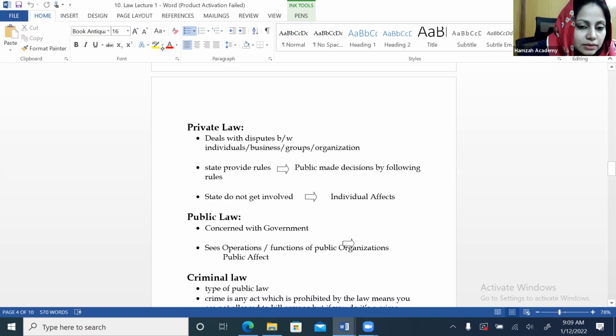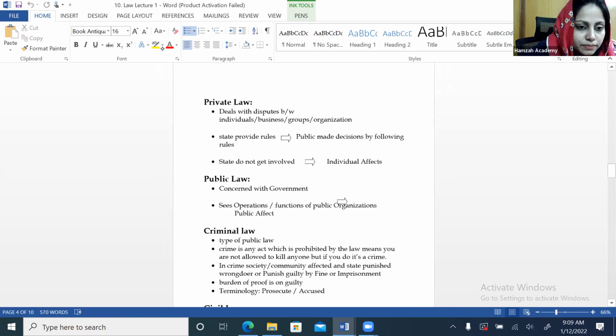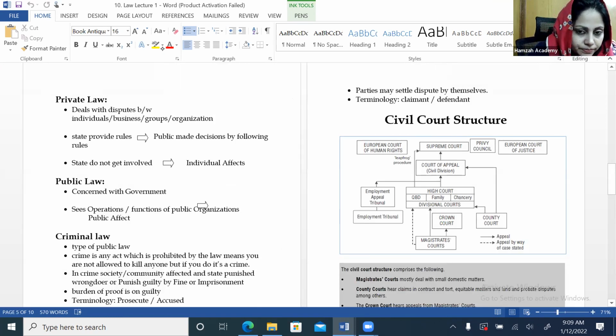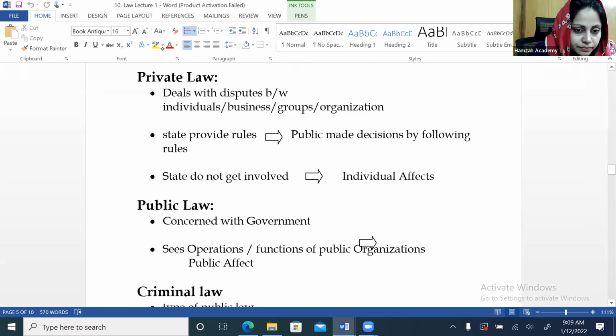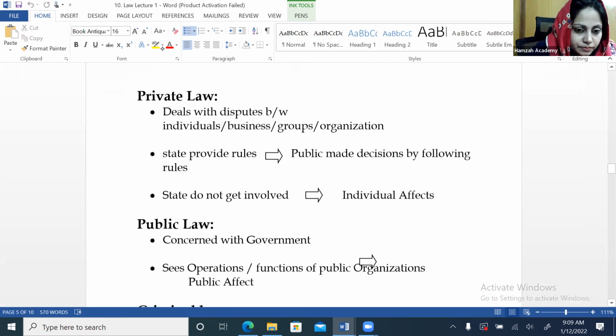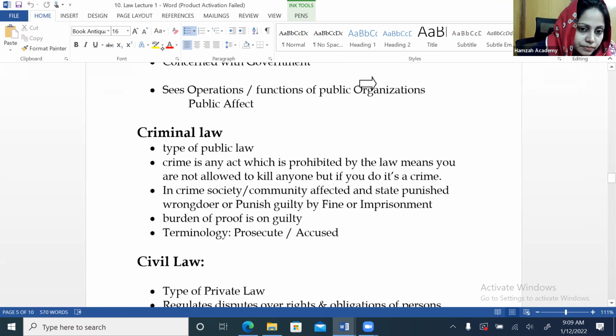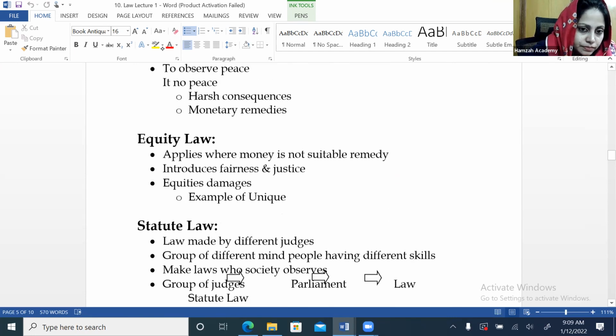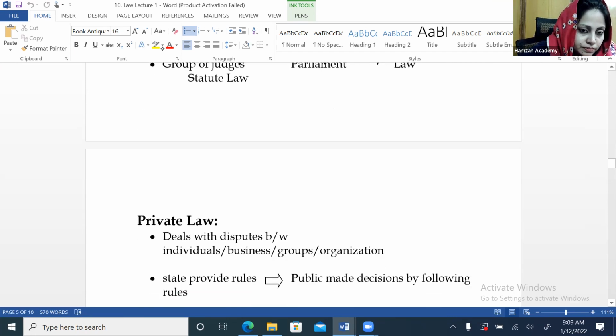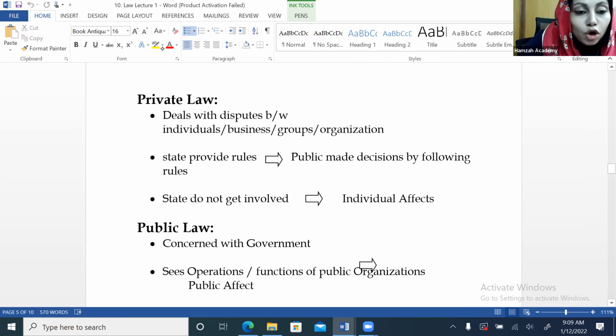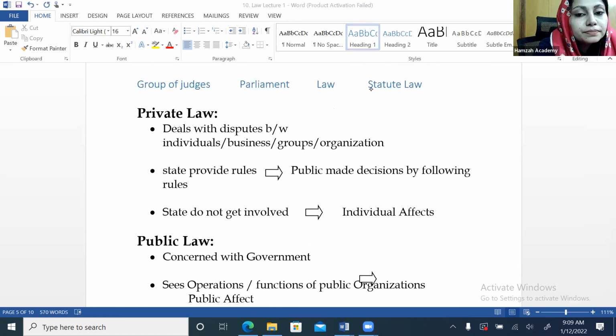Now, the next type is private and public law. Private law is the law which deals with the disputes between individuals, businesses, groups, and organizations. State provides rules, the public makes decisions by following those rules. State does not get involved, individuals are affected.